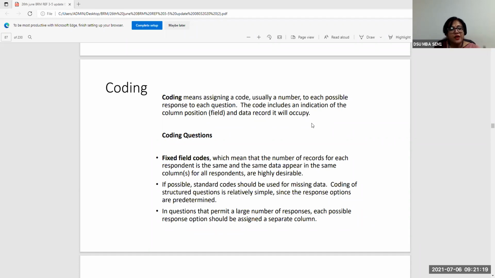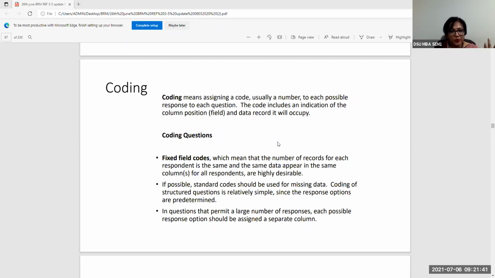Coding the questions, you will have to have fixed field codes, which means a number of records for each of the respondents, and the data should be similar. So it should be the code which will be used for all the data that is collected, and standard code should be used. And then you should have the coding of the structured question, which is relatively easier than what you can do for open-ended questions.